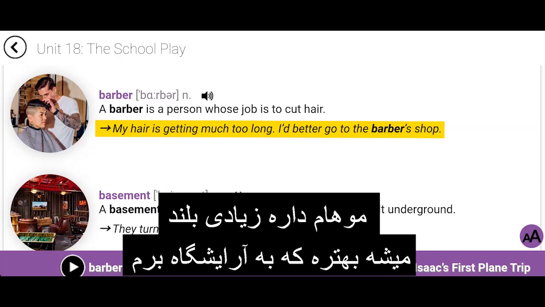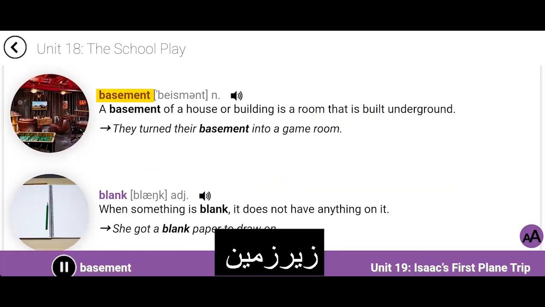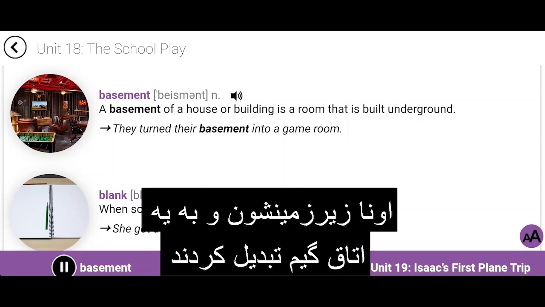Basement. A basement of a house or building is a room that is built underground. They turn their basement into a game room.